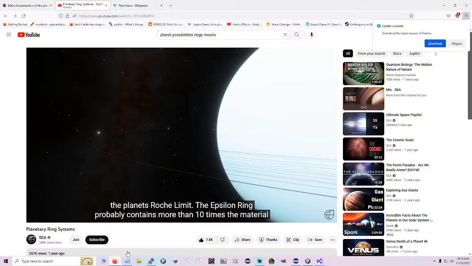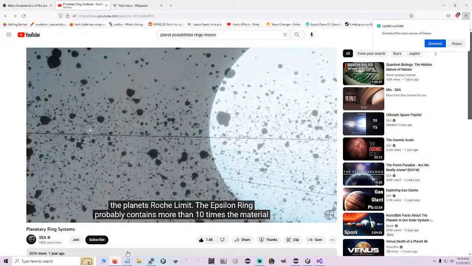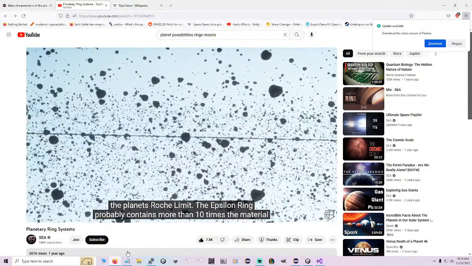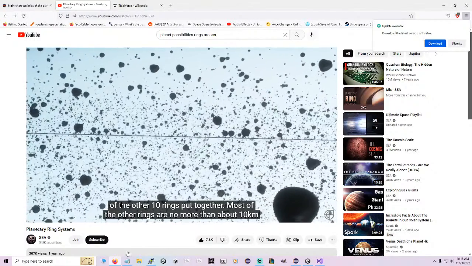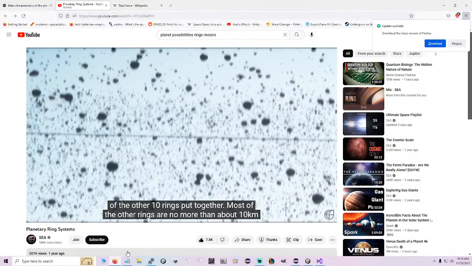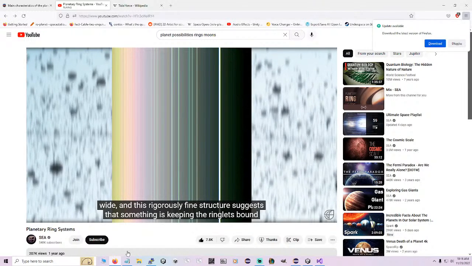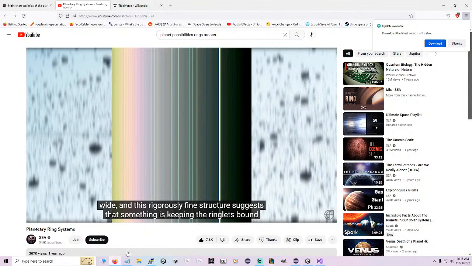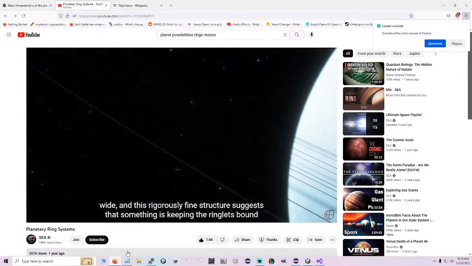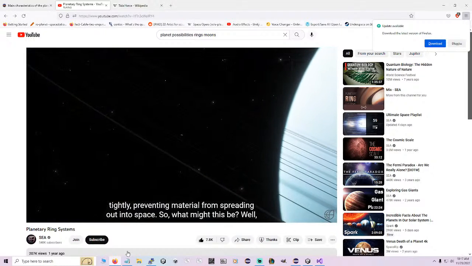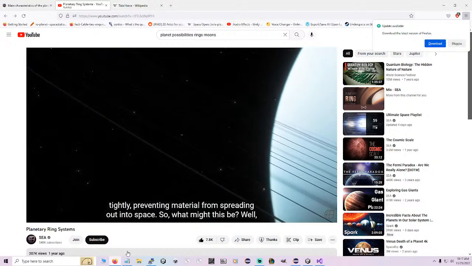If you have a universe with 100 billion star systems, probably you can't put more than 10 times the material of the other rings together. Most of the other rings are no more than 10 kilometers wide, and this fine structure suggests something is keeping each ringlet bound tightly, preventing material from spreading out into space. You can't do that.